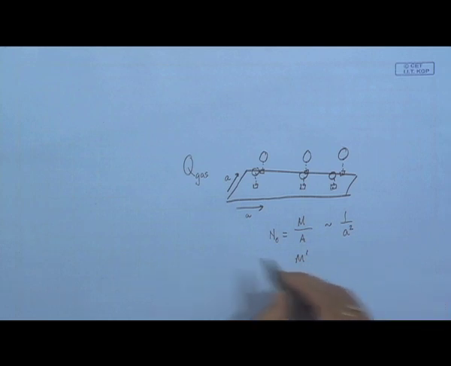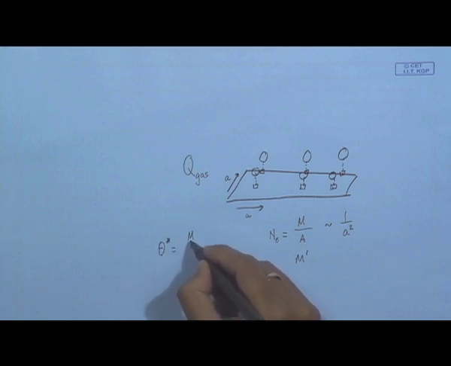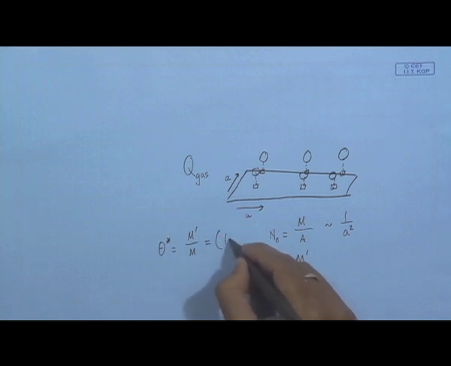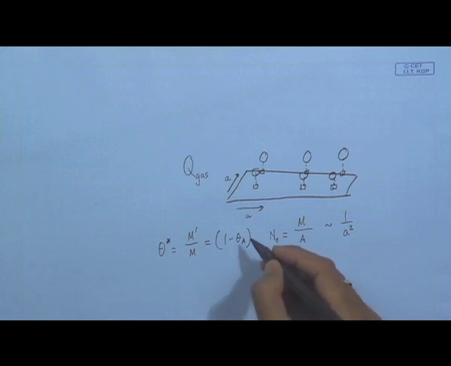So, m primed is basically, if you take a ratio, theta star is equal to m primed divided by m, which is equal to 1 minus theta A, that is, the fraction available for adsorption.